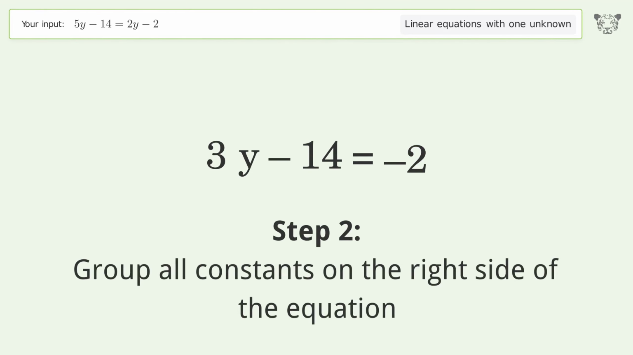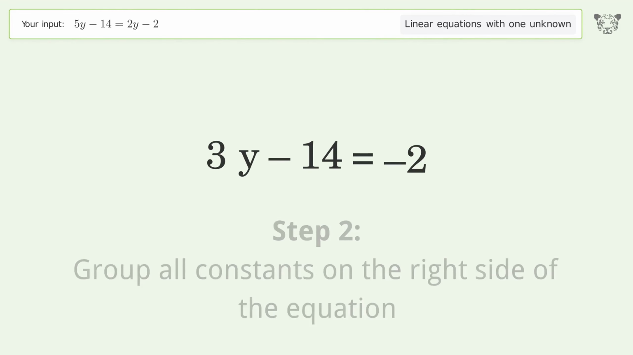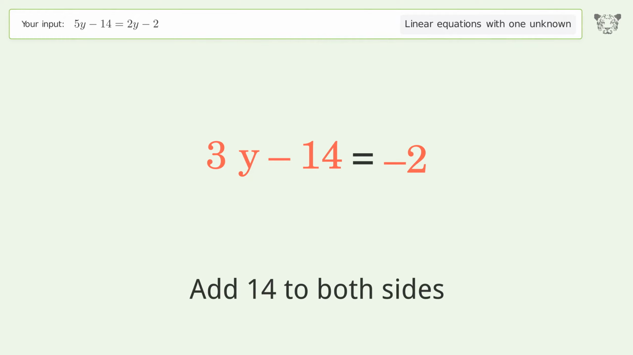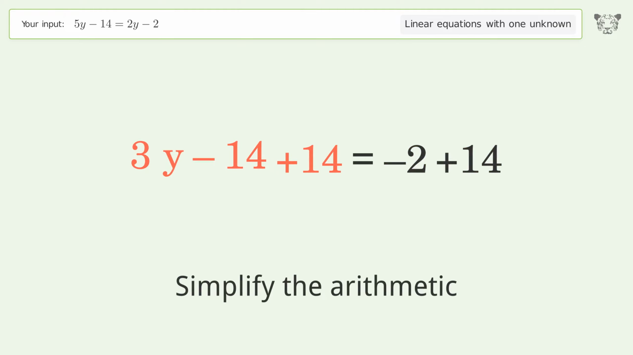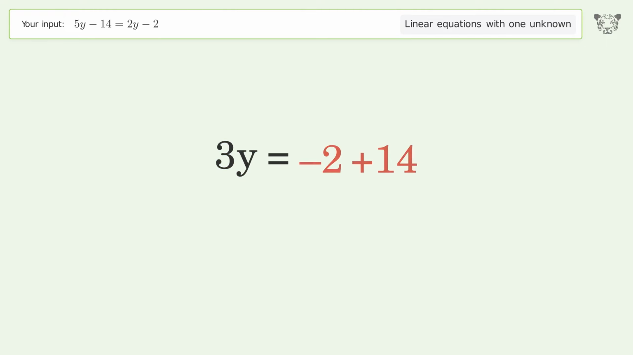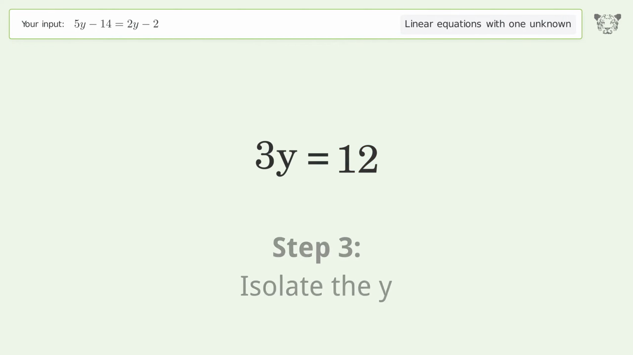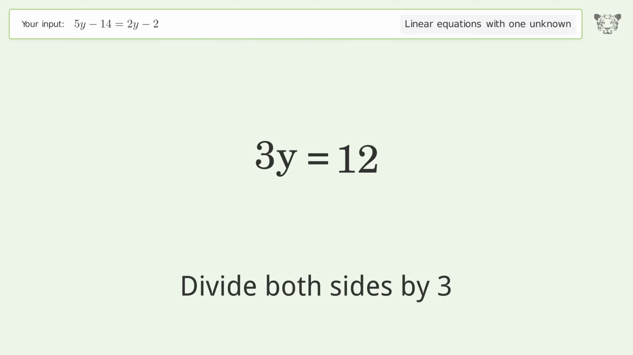Group all constants on the right side of the equation. Add 14 to both sides. Simplify the arithmetic. Isolate the y. Divide both sides by 3.